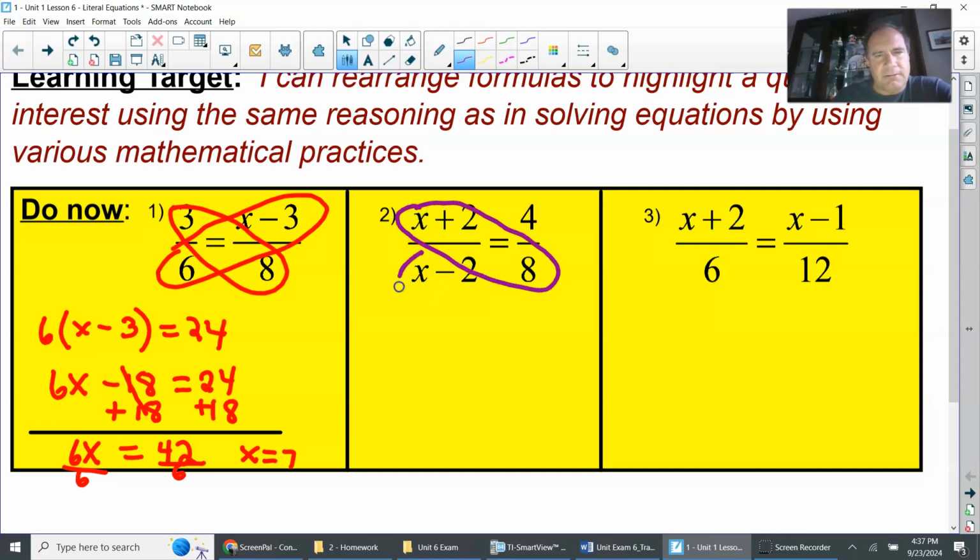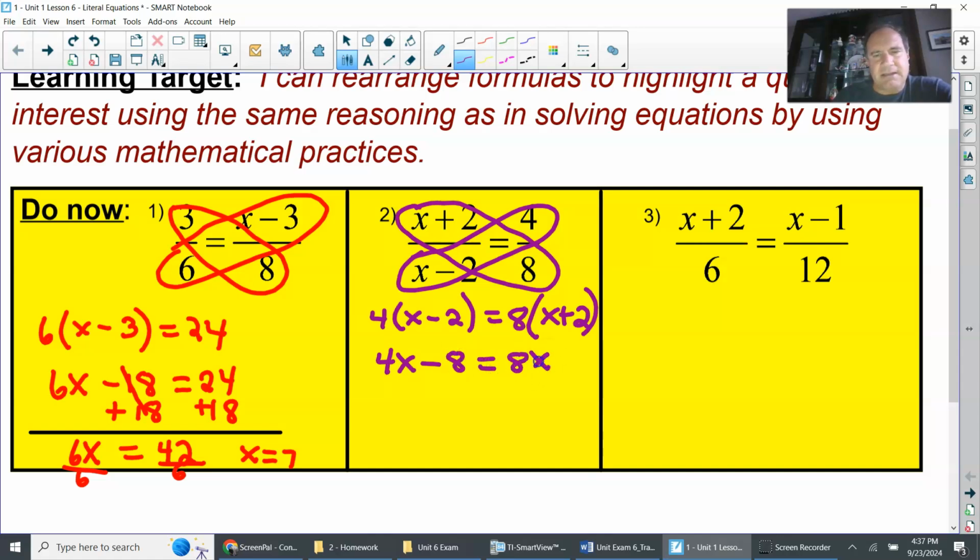All right, and so now we're going to go ahead and do the same thing. We're going to use the butterfly method, and this time we're going to put 4 times x minus 2 in parentheses because it's 4 times the entire expression, and then 8 times x plus 2, just like that. So we're going to do distributive property. 4 times x is 4x. 4 times negative 2 is negative 8. 8 times x is 8x, and 8 times 2 is 16. We have an equation with variables on both sides of the equation.